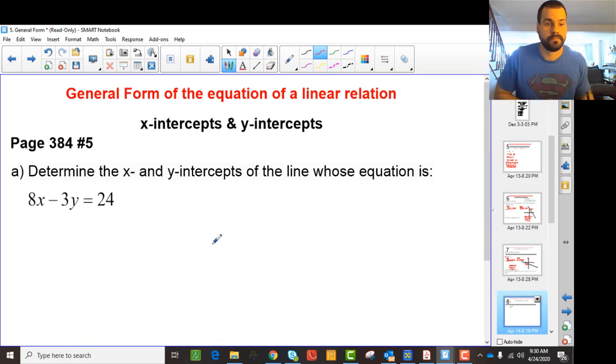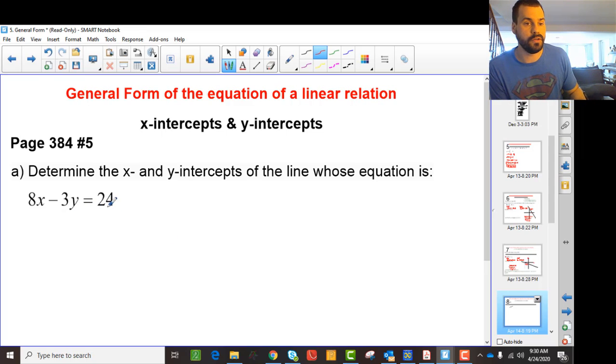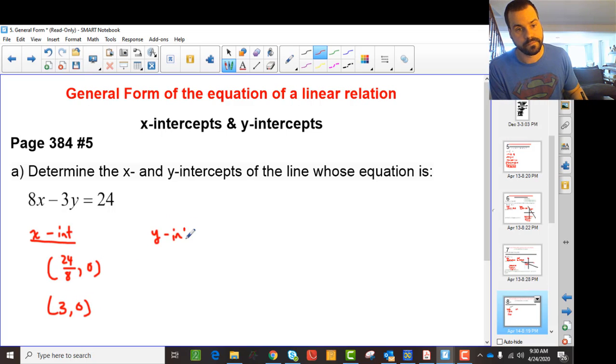Now, if we have C over here, the only difference is that you just divide the numbers. So the x-intercept here, instead of dividing it by negative 24 over 8, it just becomes 24 divided by 8 because it's on the other side of the equation. So that's going to be 3 and 0. And then the y-intercept is just going to be 0 and 24 divided by negative 3. So that's 0 and minus 8.